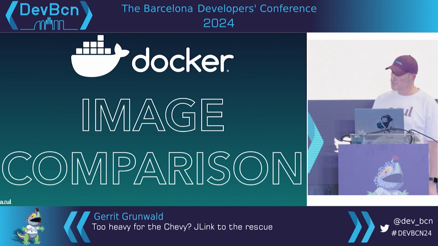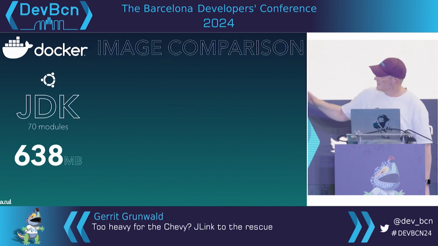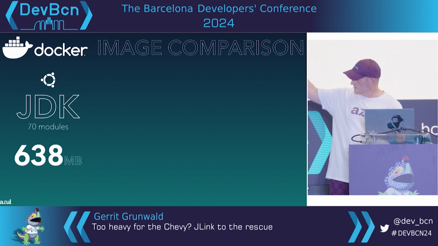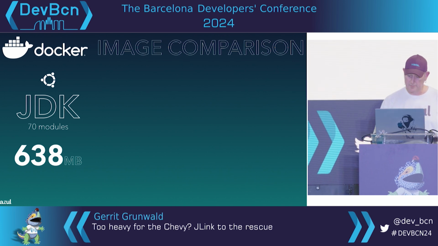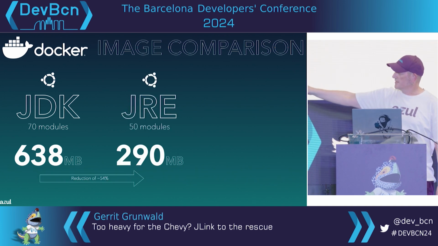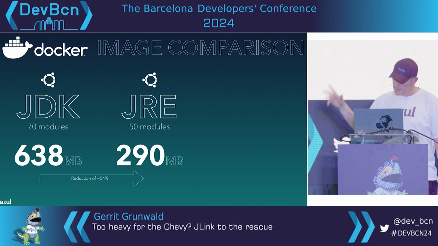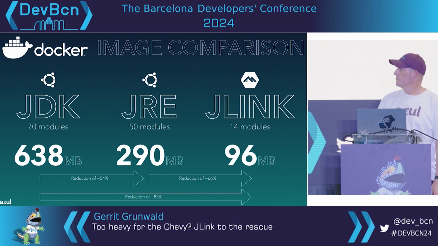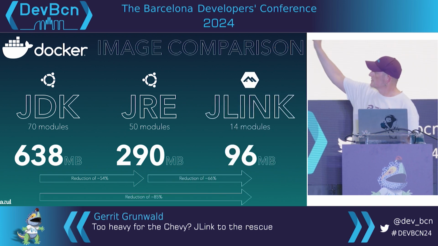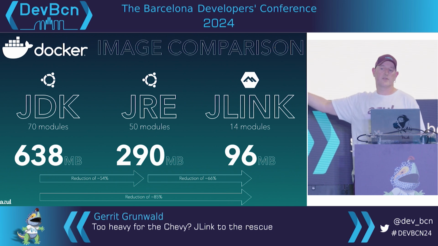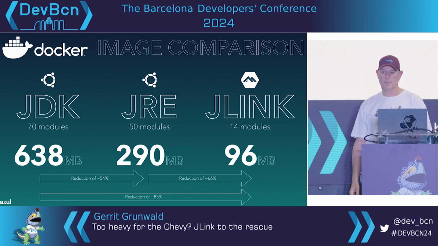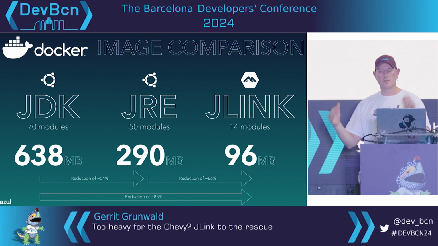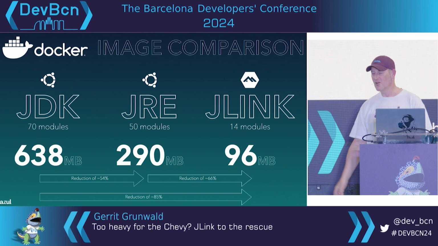So if we compare the images, going from the JDK with 70 modules on Ubuntu at 638 megabytes down to the JRE, that was already a reduction of 54%. And we still use 50 modules. We only need 14. So if we go further down to 14 modules and use Alpine Linux, this is a reduction of 85%. And now I ask you, why don't you use that? Because this is available for years, but nobody's using it.